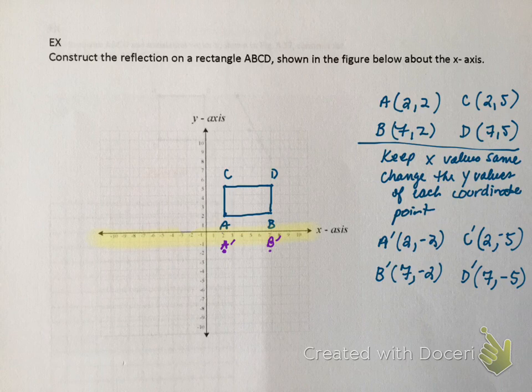B prime is going to be 7, negative 2, which is right here. C prime is 2, negative 5. And finally, D prime is going to be 7, negative 5. So that's the points right here, and then we draw this in. Once again, you can use this method. The other method would be to count how far away point A is from the x-axis and then reflect it across the x-axis by making the new point A prime an equal distance away, and continuing on with all points. So that's how we reflect about an axis.